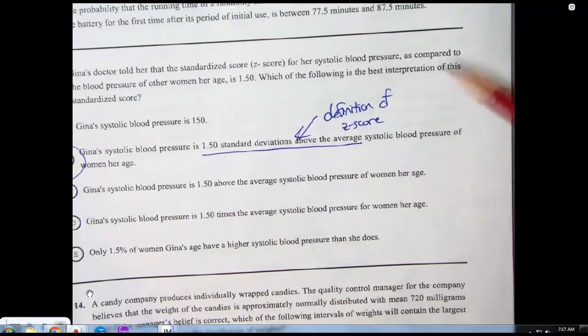Part B, that's the definition of a z-score. How many standard deviations above the average are you?